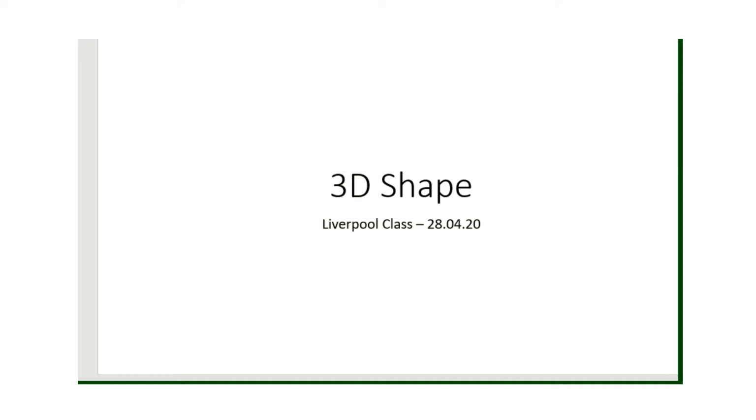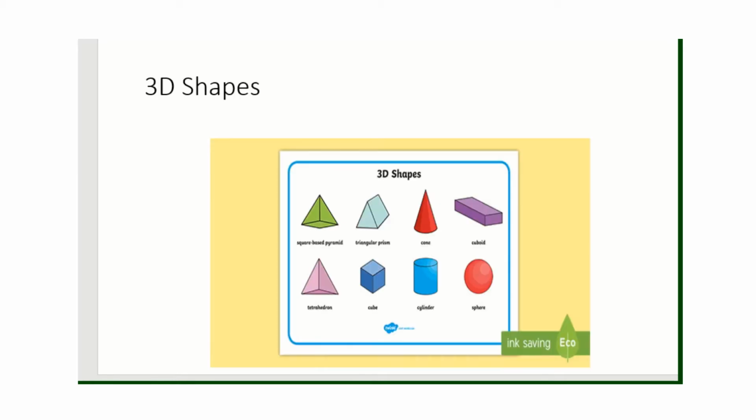This morning we're going to have a look at some 3D shapes. Can you remember the difference between 2D shapes and 3D shapes? 2D shapes are flat, aren't they? 3D shapes are solid because they make a solid shape, don't they? Let's have a look at some.